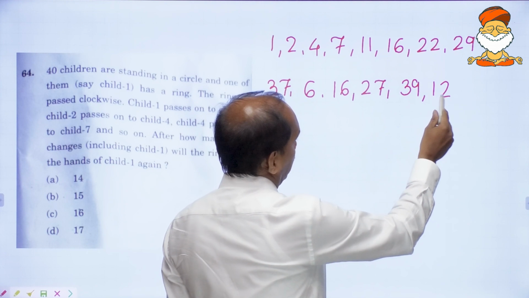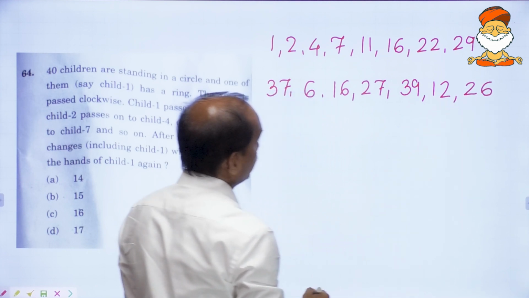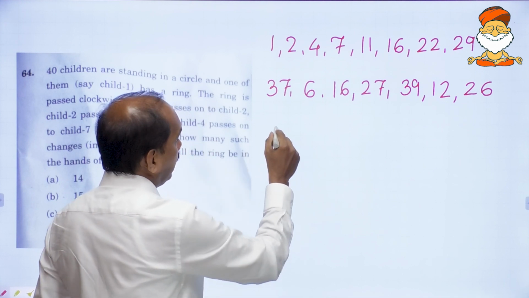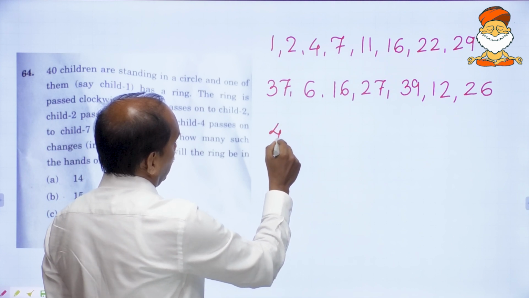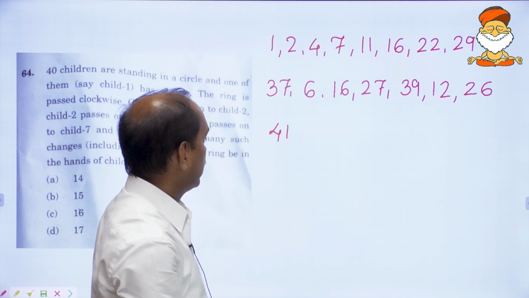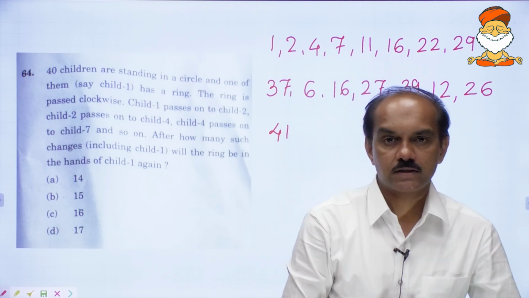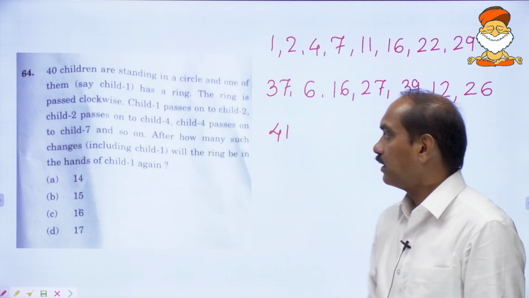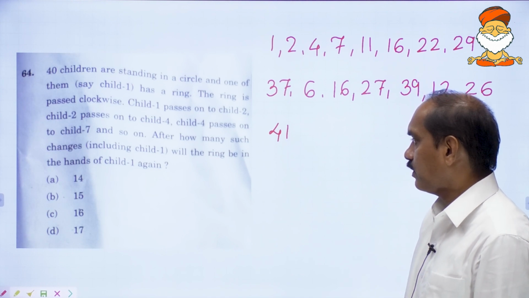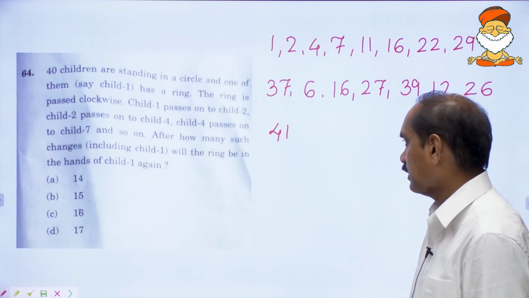So this is 13, next is 14, and then it is 15. What do you mean by 15? 15 meaning 41, right? 26, 31, 41, yes. 41 means back to the first child. So after how many such changes will the ring be in the hands of child 1 again?